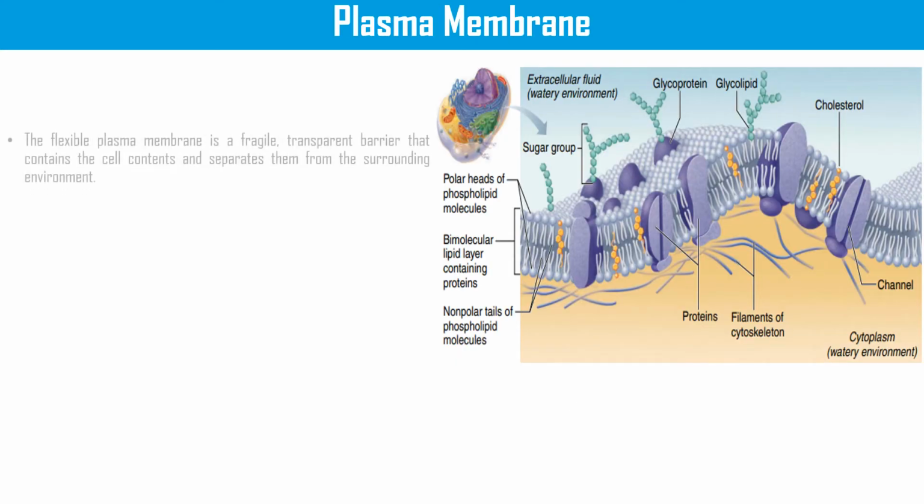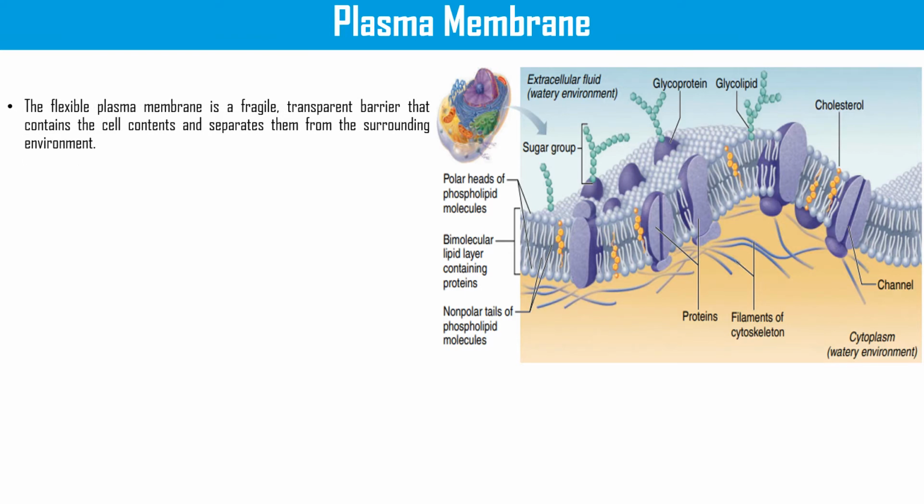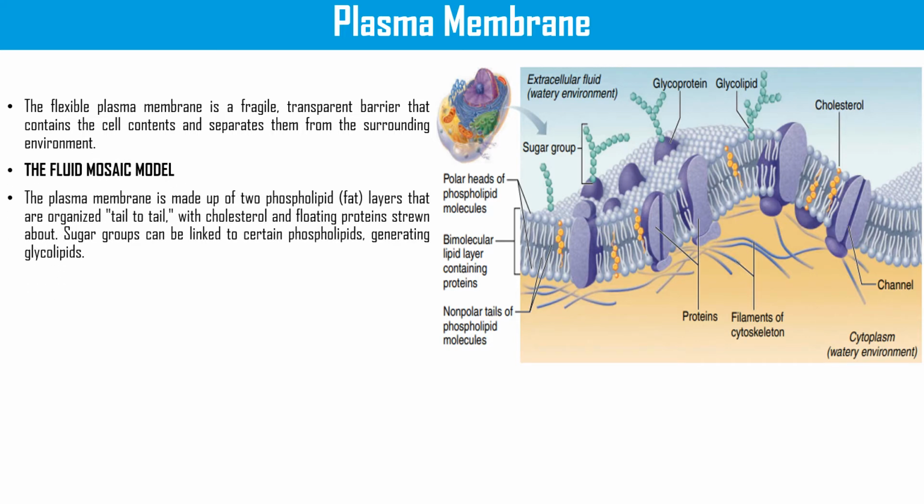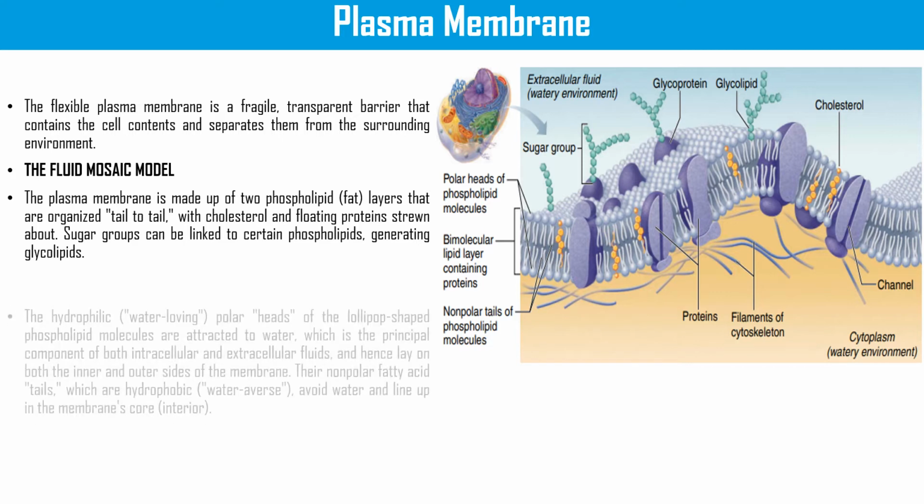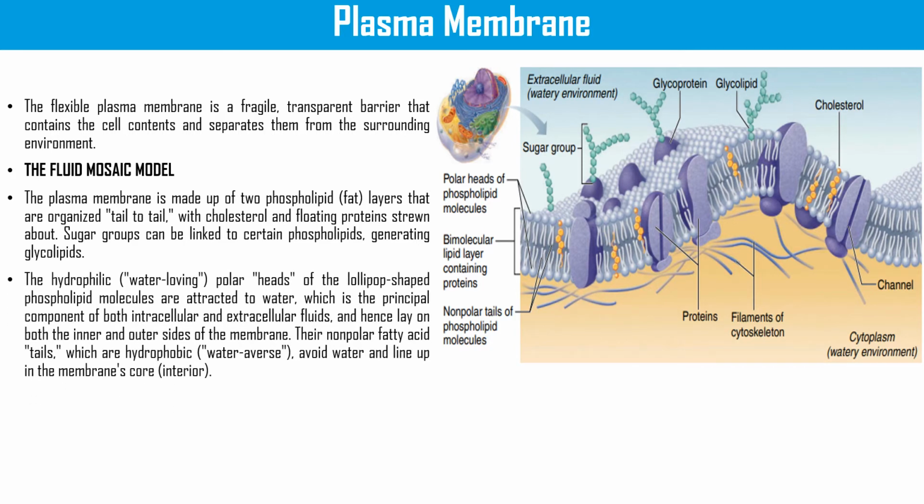Next is the plasma membrane. The flexible plasma membrane is a fragile, transparent barrier that contains cell contents and separates them from the surrounding environment. Fluid mosaic model. The plasma membrane is made up of two phospholipid layers that are organized tail to tail, with cholesterol and floating proteins strewn about. Sugar groups can be linked to certain phospholipids, generating glycolipids. They have hydrophilic and hydrophobic ends.